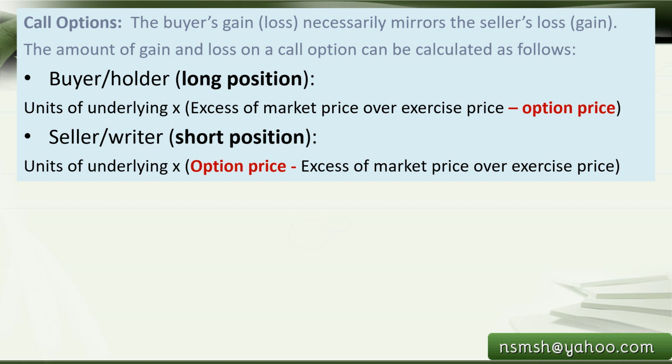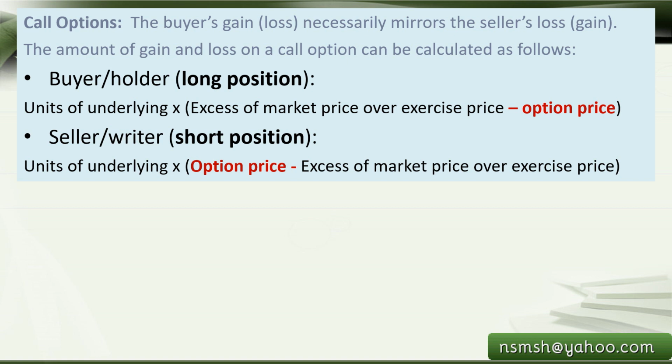The amount of gain and loss on a call option can be calculated as follows. Suppose the buyer, the holder of that option, is in what is called the long position. The seller or the writer is in the short position. So this is one technical term that is used here. That means the units of the underlying financial instrument multiplied by the excess of market price over the exercise price, minus the option price.